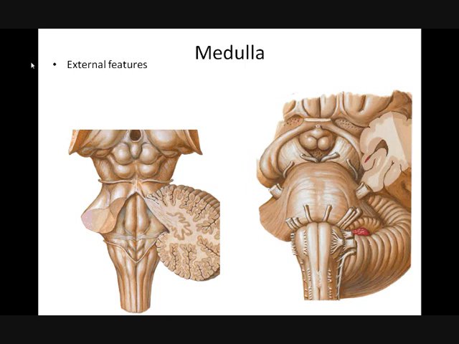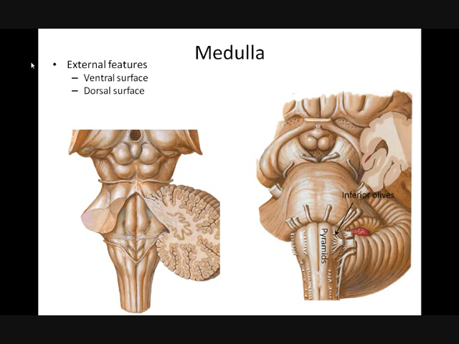External features first of all. We have the ventral surface, and the major features on the ventral surface, either side of the midline, are the elevations of the medullary pyramids. Lateral to these elevations, we've got larger oval elevations which form the inferior olives. Now, that's pretty much the major important features. Lateral to the inferior olives, you've got the inferior cerebellar peduncles as well.